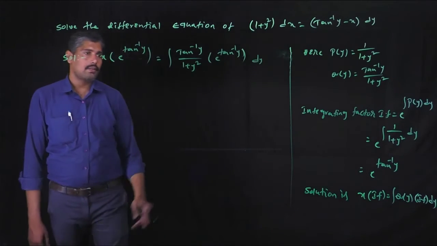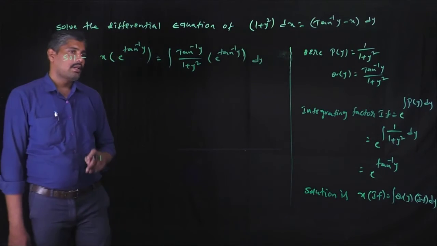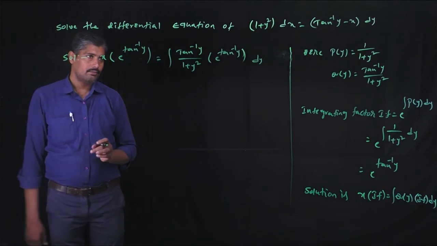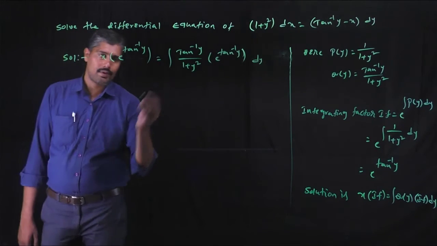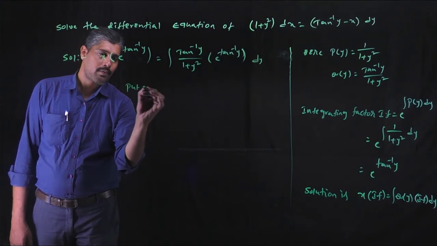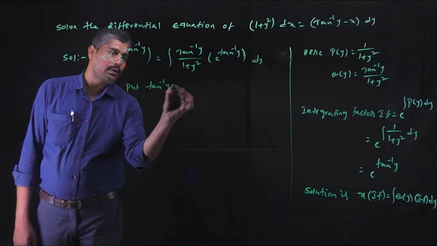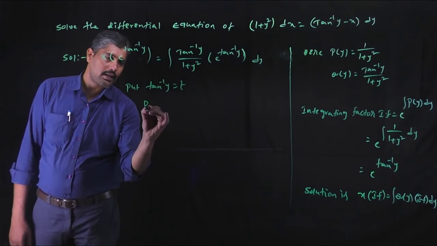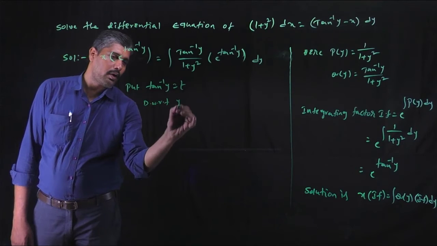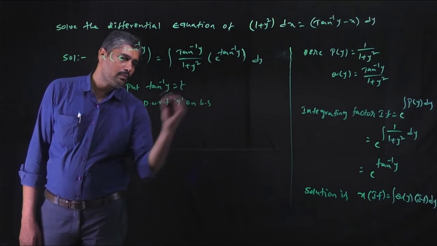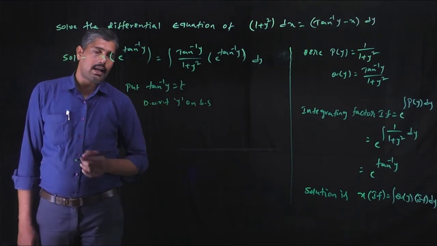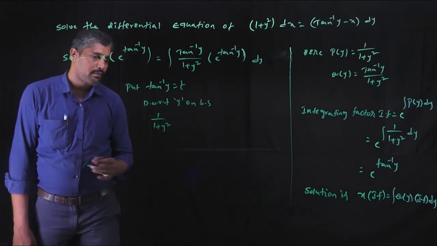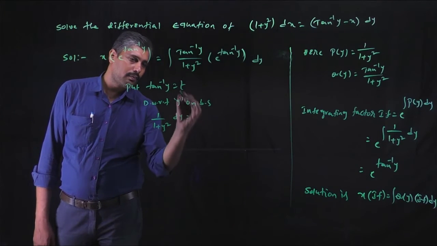How to solve this one? Here we have tan inverse of y by 1 plus y square into e power tan inverse of y. Here, by using substitution, put tan inverse of y equal to t. Take the derivative with respect to y on both sides. That is 1 by 1 plus y square dy equals dt.